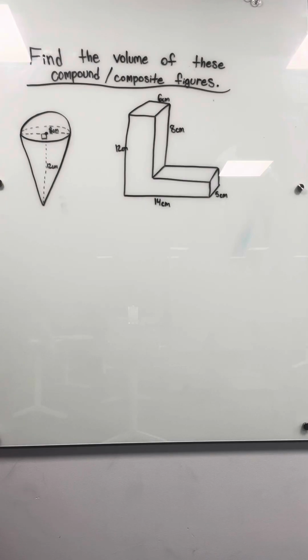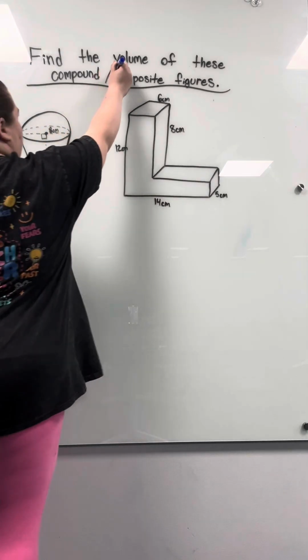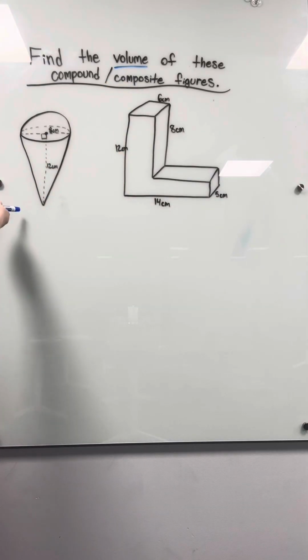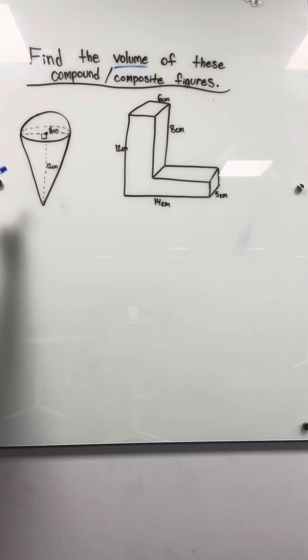Today we are going to be looking at these compound figures and we need to find the volume of them. So for this one, we have two shapes here. We have a half sphere or a hemisphere, and we have a cone. So we need to find the volume of both of these.